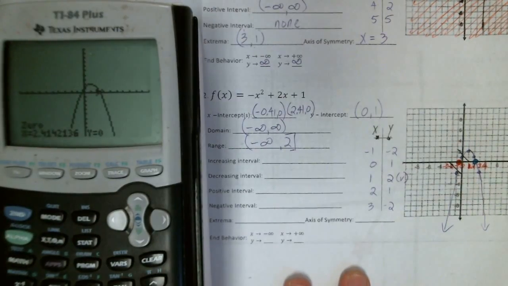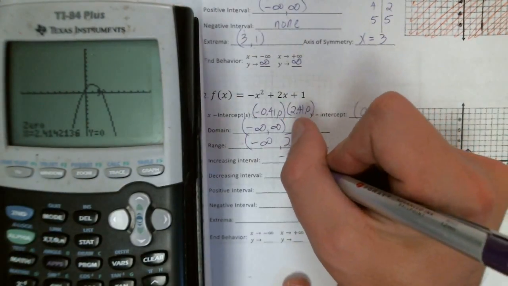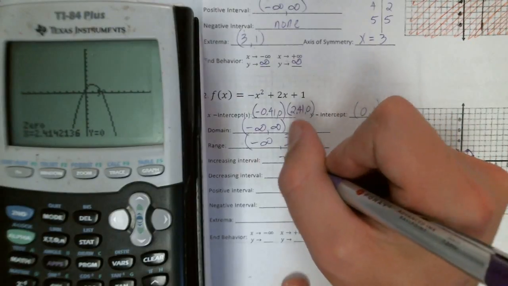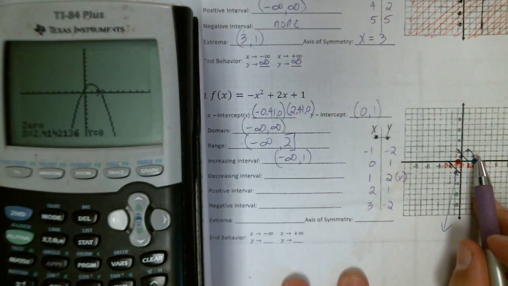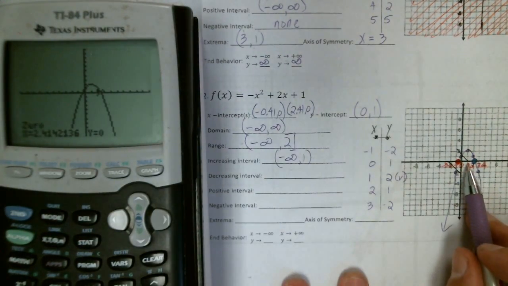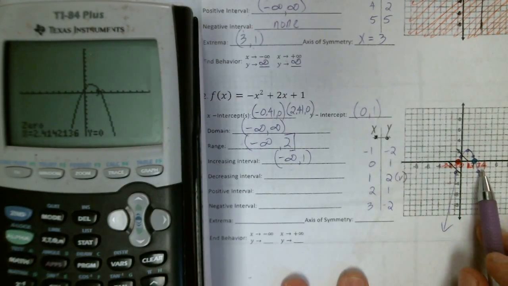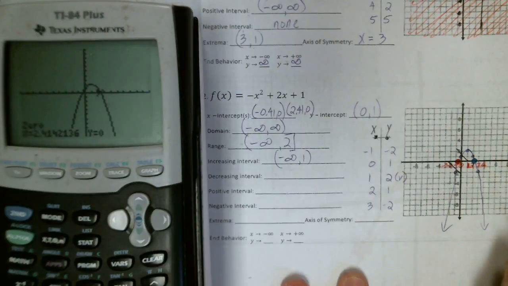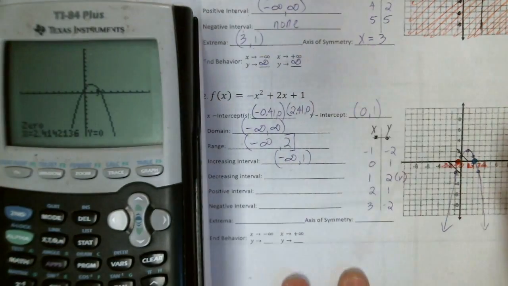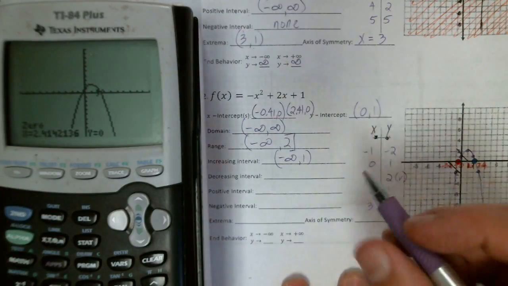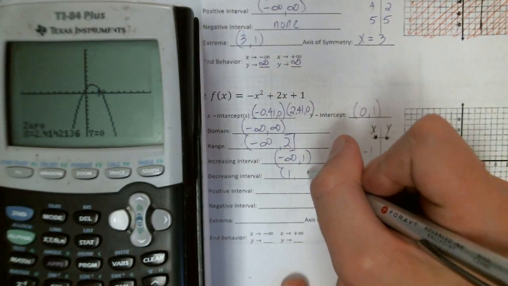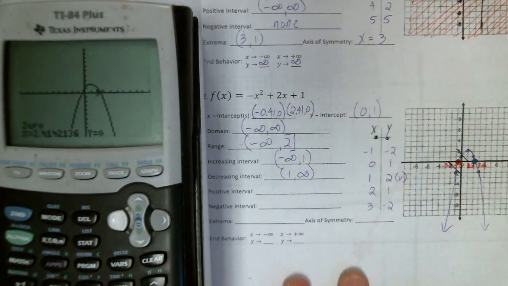Okay? So my increasing interval is from negative infinity. I'm going up until I hit 1, and then it rolls over. And then I'm decreasing from 1, right there at the x-coordinate of the vertex. I'm going down, down, down, all the way from 4 to 5 to 10 to 12 to 1,000 to 1,000,000 to infinity. So my decreasing interval is starting right here at x value of 1 all the way to positive infinity. I am decreasing.